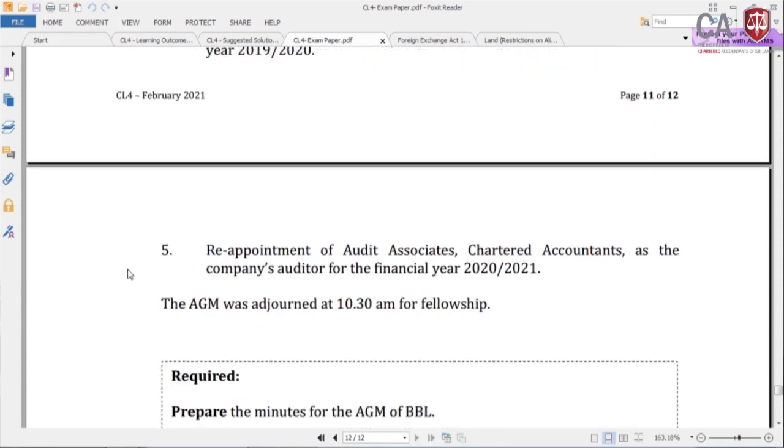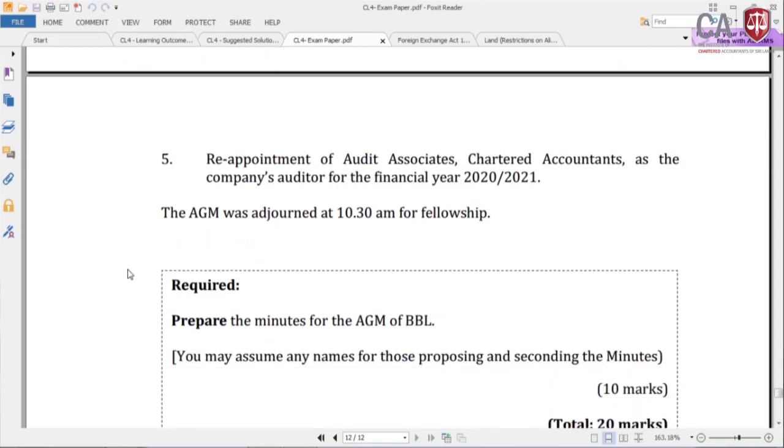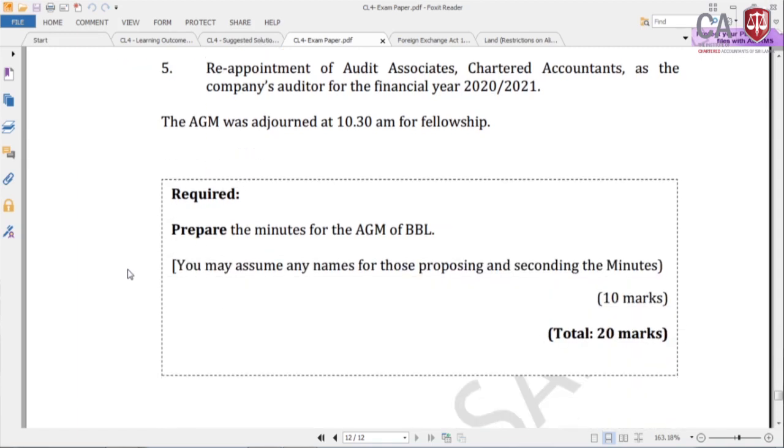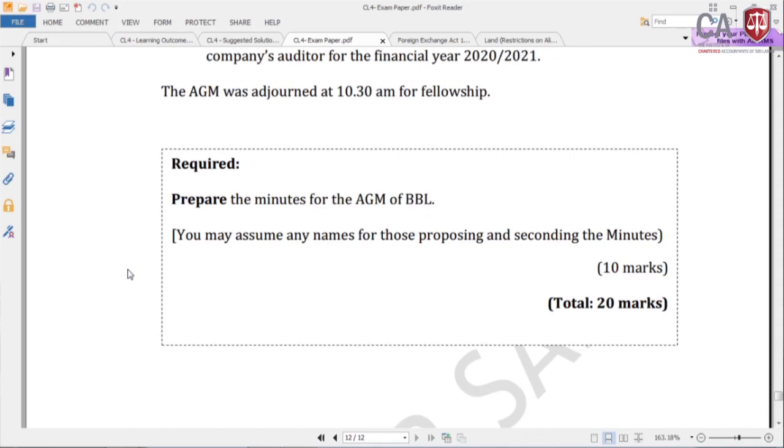Then reappointment of Audit Associates, Chartered Accountants as the company auditor for the financial year 2020-2021. The AGM was adjourned at 10:30 for fellowship. You are required to prepare the minutes for the AGM of BBL. Now this is purely a secretary's task to prepare the minutes of the AGM of BBL. You may assume any names for those proposing and seconding the minutes.